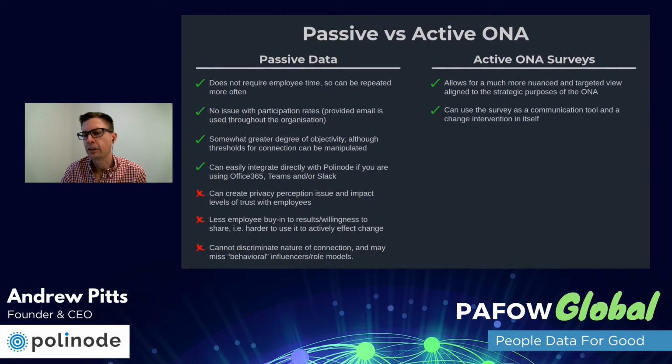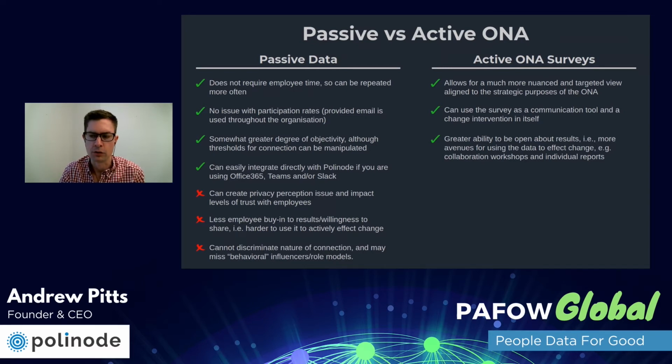We can use the survey as a communication tool and a change intervention in itself, like I was saying, because the respondents come across as part of the process. There's a greater ability to be open about results. Individual network reports are an important illustration of this. We can bring those respondents into the process, and we can show them where they sit in the overall network. That can be one of the most effective ways of actually driving change: showing people collaboration matrices and their position in individual network reports and how they compare to peers.